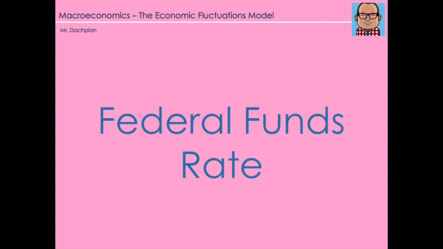The federal funds rate is the interest rate on overnight loans between banks that the Federal Reserve influences by changing the supply of funds, or bank reserves, in the market. If the Fed wants to increase the federal funds rate, it must decrease the supply of reserves by selling bonds. If the Fed wants to decrease the federal funds rate, it must increase the supply of reserves by buying bonds.